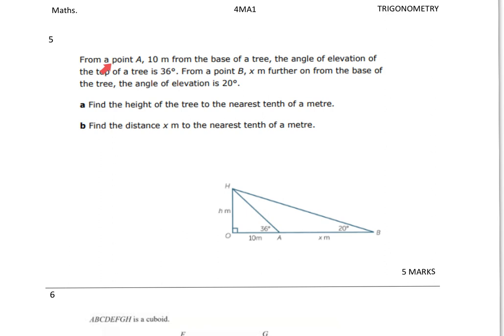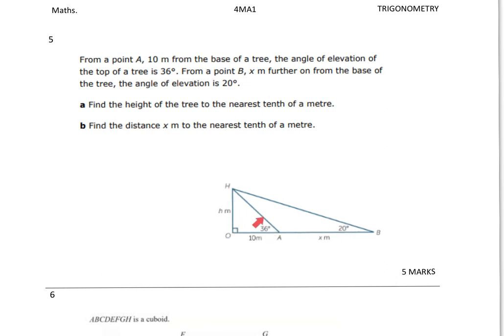Number 5, from a point A, 10 meters from the base of a tree, the angle of elevation is 36. From a point B, x meters further, the angle of elevation is 20 to the top of the tree. Find the height of the tree. We need to find the height of the tree for A, and for B, we need to find the distance x.